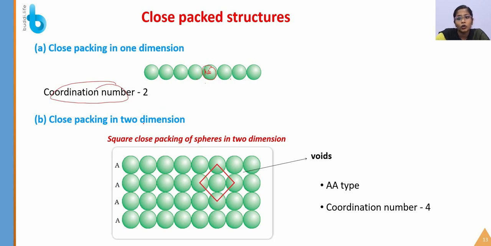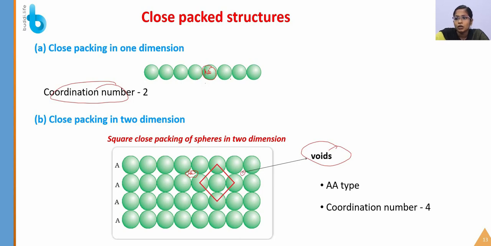Next is the close packing in two dimensions. Here there are two types of arrangement. One is the square close packing and another one is the hexagonal close packing. First is the square close packing. In this, the atoms are arranged one above the other. Here again, another important point to note is the void. So what is a void? It is an empty space left behind when the atoms are arranged in a regular pattern. The empty space that is left here is the void.